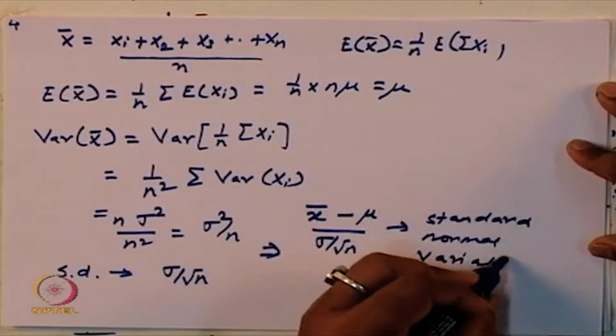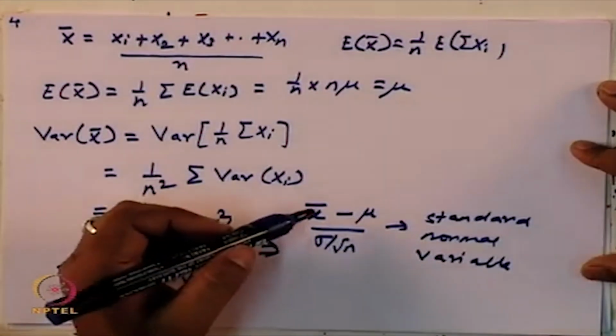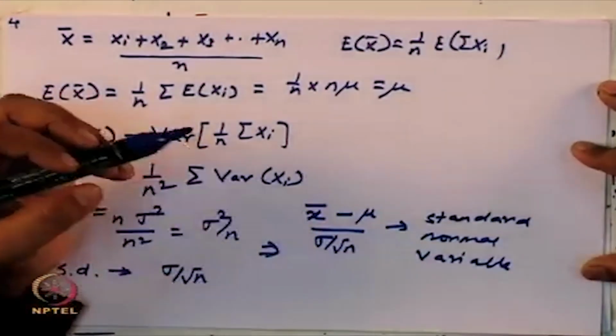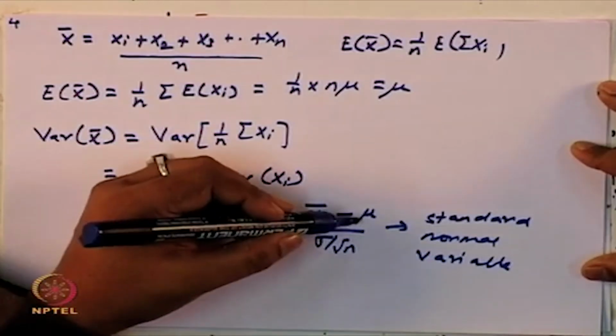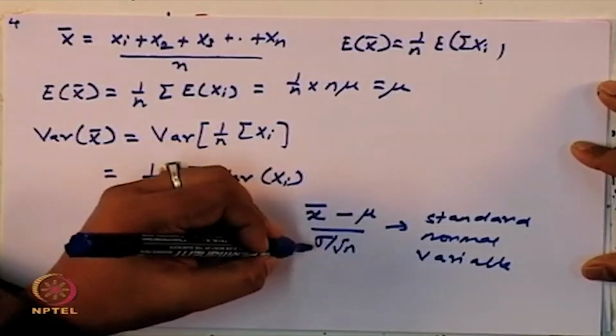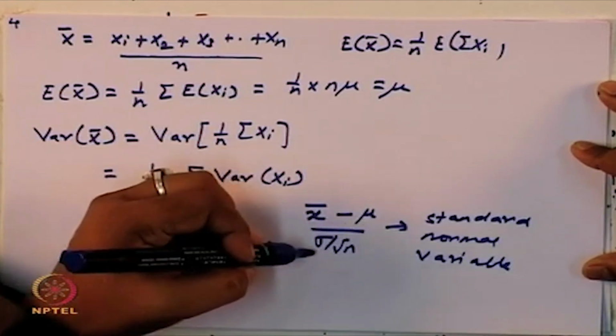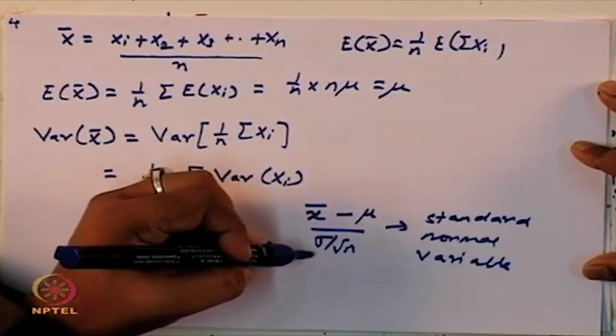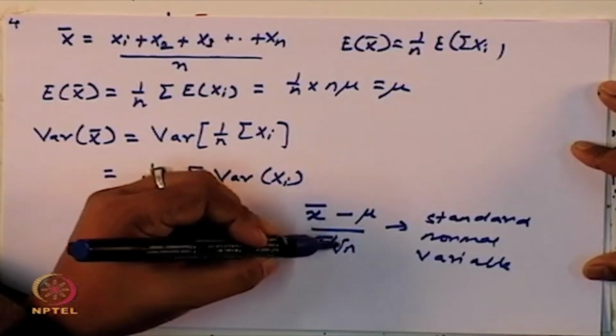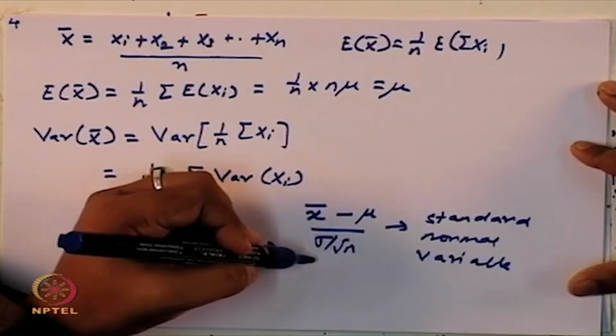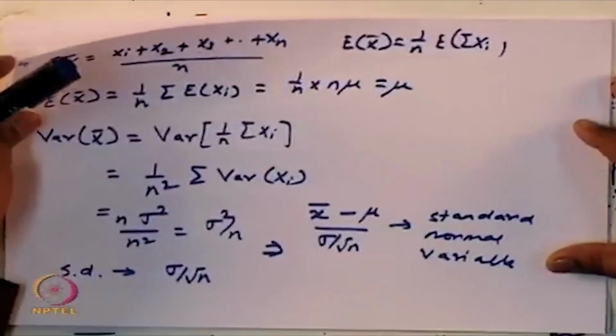Okay. So, there are two major differences. For summation xi, your mean is n mu and the standard deviation is sigma root n, but for x bar the mean is mu and the standard deviation is sigma by root n. So, in one case you have sigma root n, in the other case you have sigma by root n. So, let us try doing a few examples of sample mean.